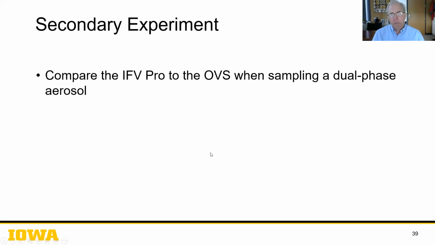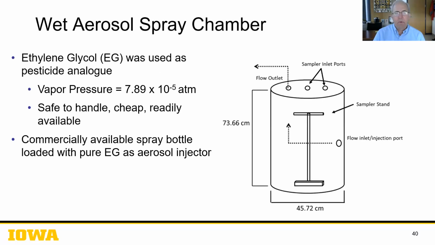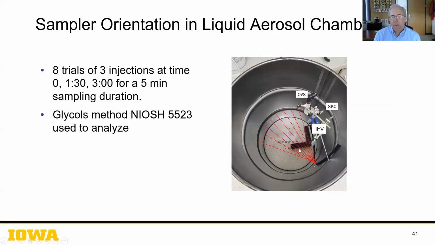So then in a secondary experiment, we decided to expose both of them to a dual phase aerosol, both droplet and vapor. And we chose ethylene glycol to do that because it has a vapor pressure that's pretty close to that of pesticides, and it's handled, cheap and safe and that sort of thing to spray in a lab. So we put in a big drum here. We used a spray bottle to eject it, and we had the samplers inside. As you can see here, we sprayed kind of away from them, but to develop the droplet and the vapor as well while they were sampling.